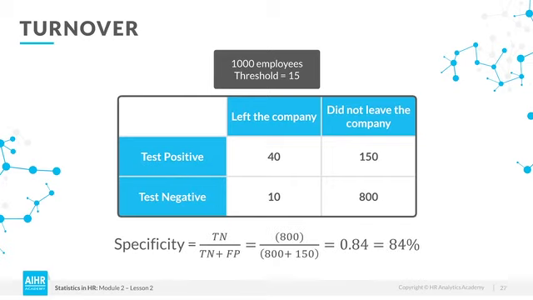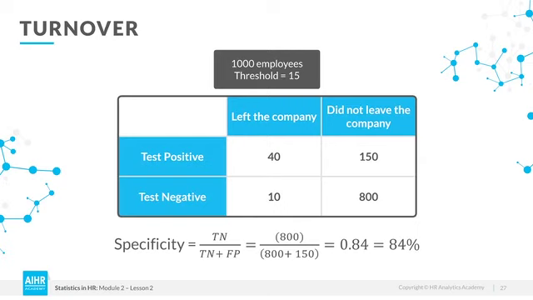Our specificity in this example is 800 divided by 800 plus 150, which equals 84%. Also not bad. Or is it? Well, that depends on what you want to get out of the test. Is your company on the cutting edge and you want to minimize the chances of someone leaving, so you want to be able to more accurately predict whether someone is at risk of leaving?